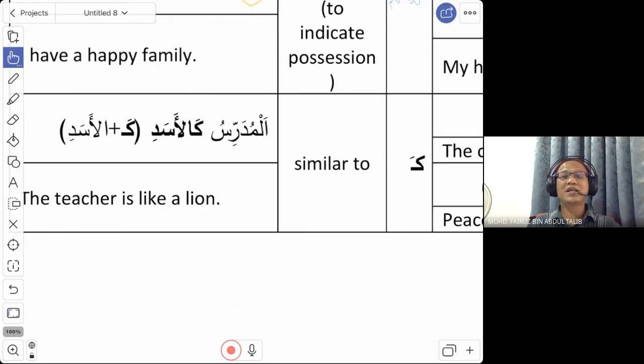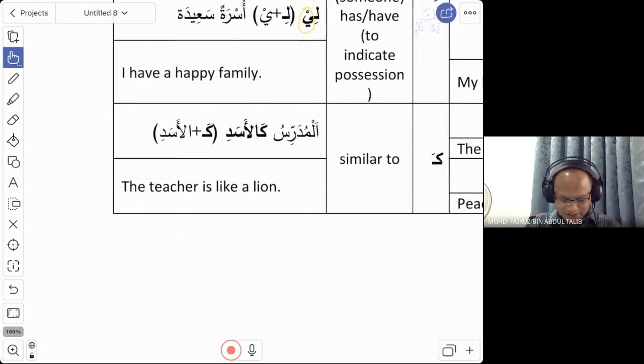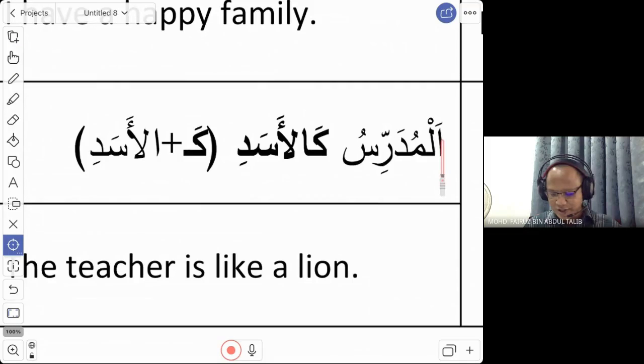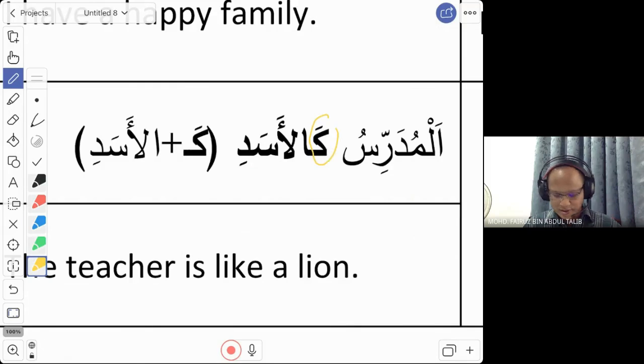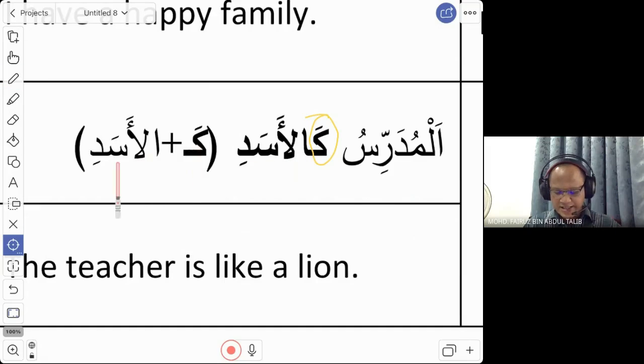You want to say you are like. It is like the word like or similar. You are like a lion, for example. Like this sentence. So here I say al-mudarrisu. Al-mudarrisu ka. And then you join to the word al-asadi. These are the two words. Ka, al-asadi. We combine them and we read kal-asadi.